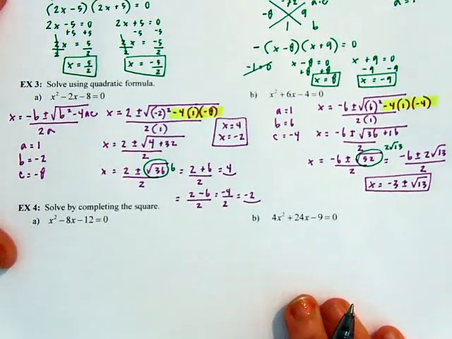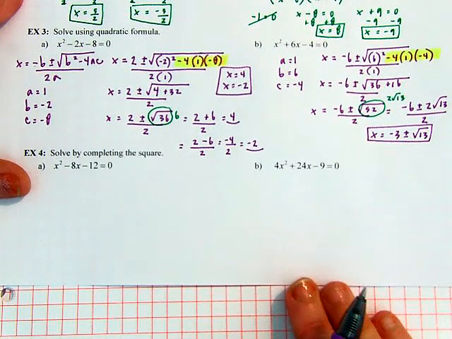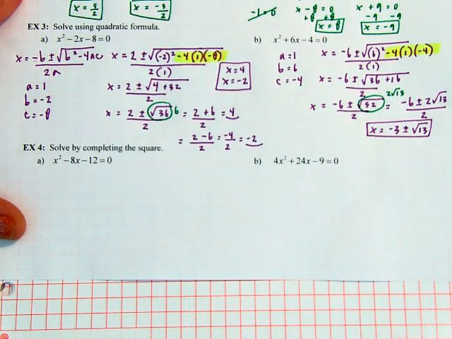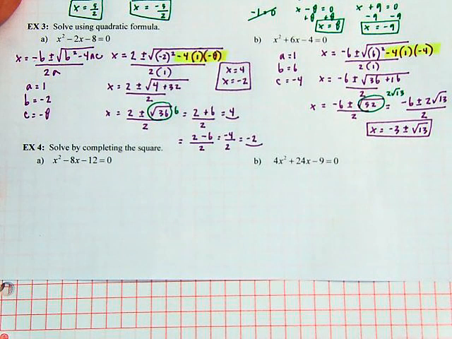Okay, last method is to solve by completing the square. So to solve by completing the square, the whole idea is to create a perfect square trinomial that factors into a binomial squared, so you can solve by taking the square root. But I'll talk you through all of that as we do it.